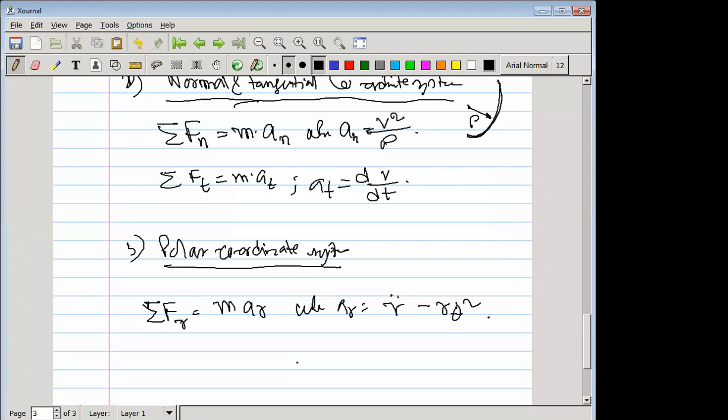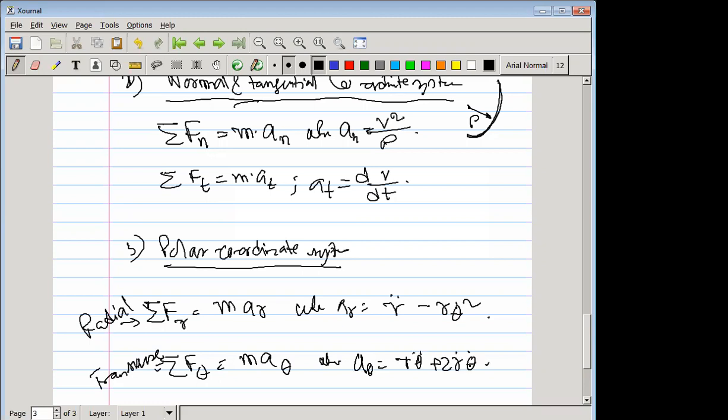Okay, now another one, besides the radial component, is the transverse component. Along the transverse component, m a theta, where a theta is r theta double dot plus 2 r dot theta dot. These two things you have to follow.